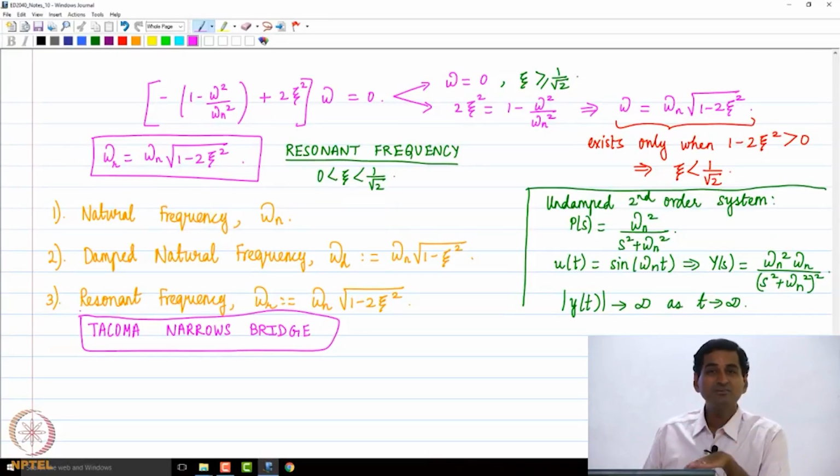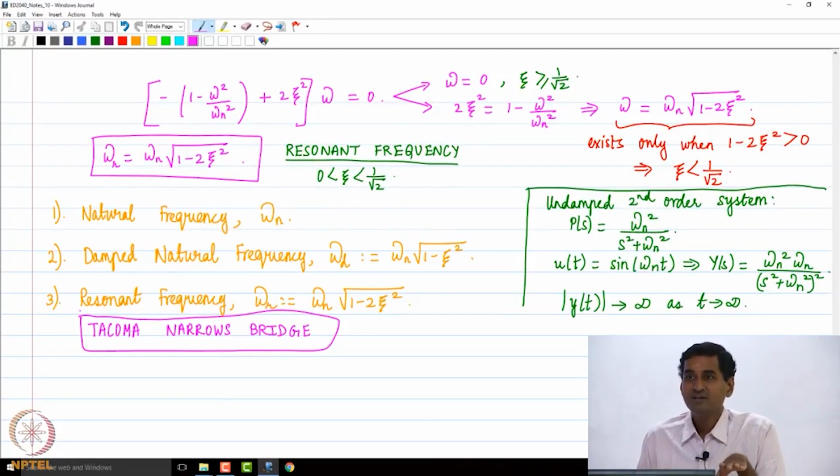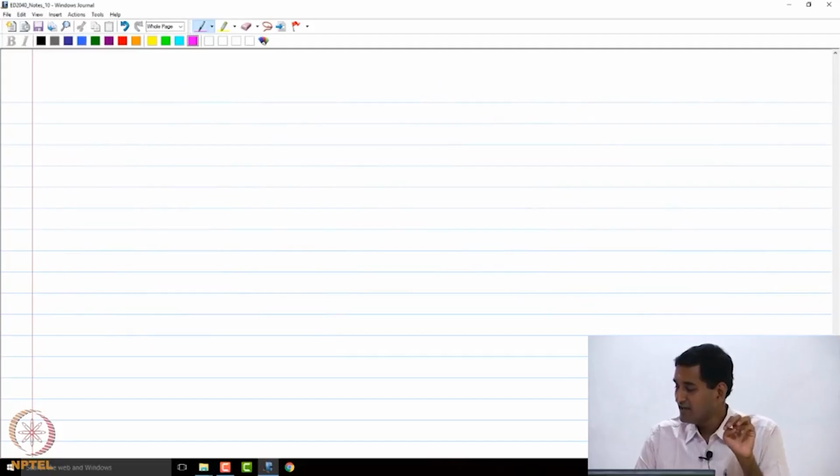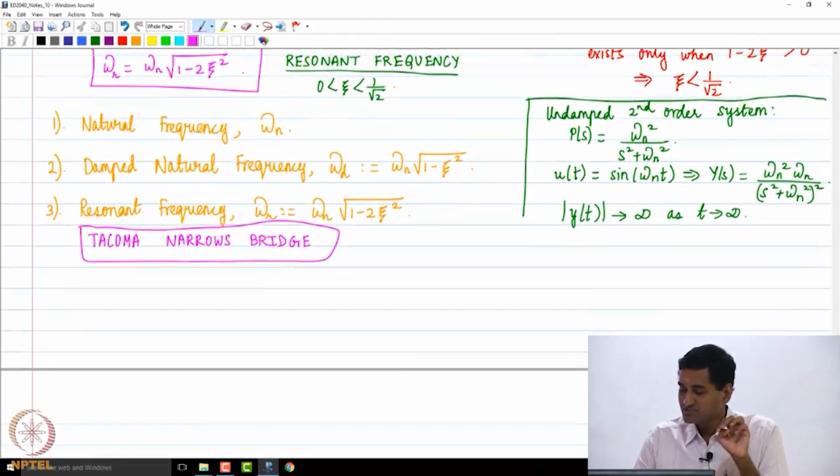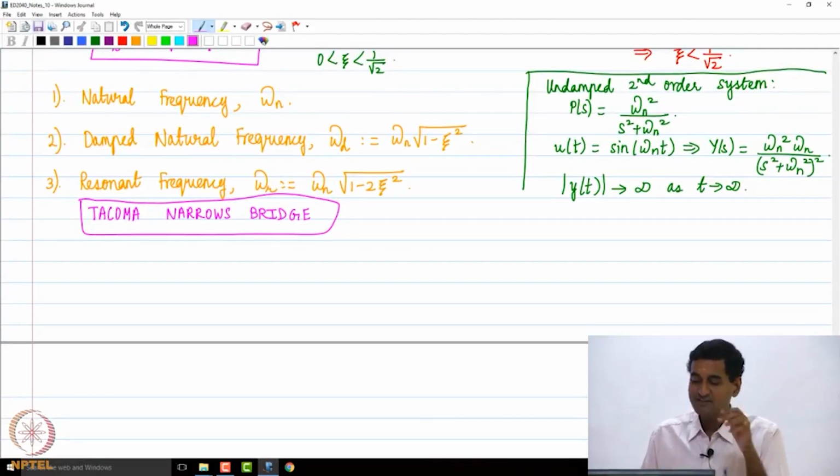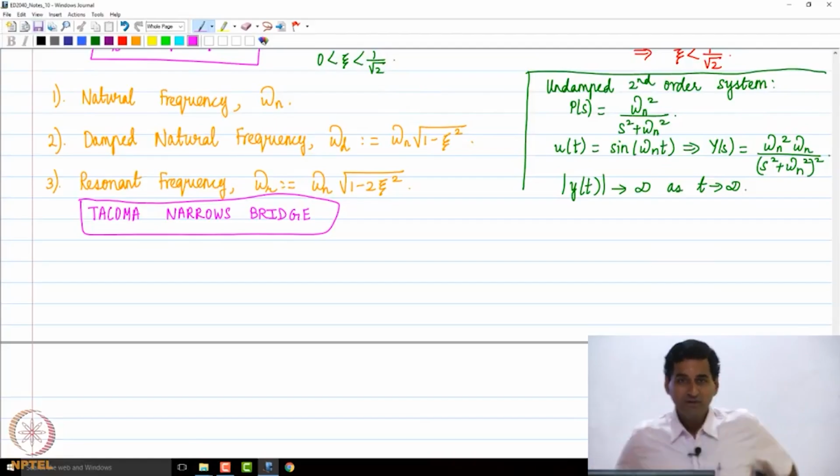That's why I wanted to do this analysis, to convey the difference between natural frequency, damped natural frequency and resonant frequency. I hope the physical meaning is clear for each frequency, because this understanding is extremely critical when we want to analyze second order systems. And please note that resonant frequency is applicable only for those second order systems where the damping ratio is between 0 and 1 over root 2. I hope this point is clear.